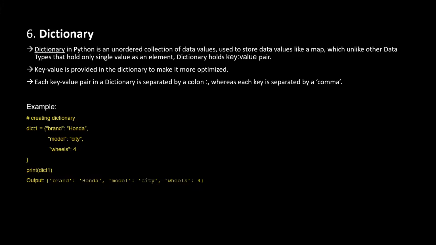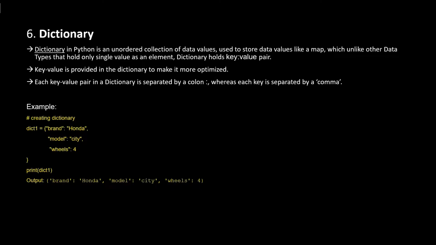You can clearly understand the key-value format in the example. Here, creating the dictionary dict1 equals brand. We have stored the string values in double quotation marks, and we are passing brand as a key and Honda as a value. So the value depends upon the key. It's a simple thing. And model depends upon city, and wheels depends upon four.